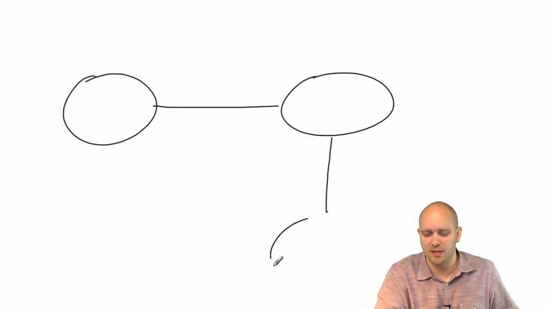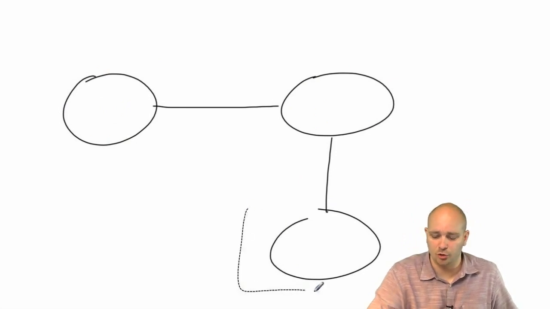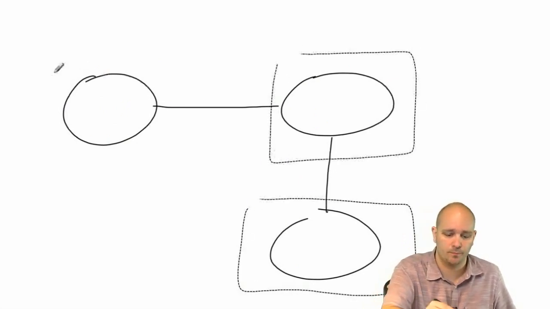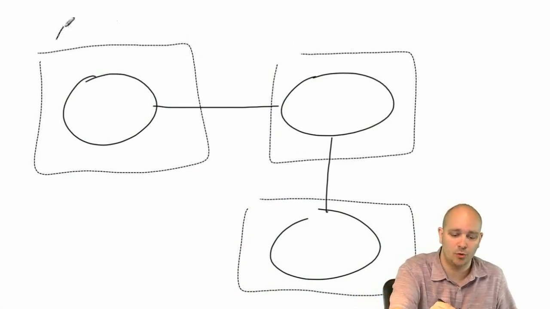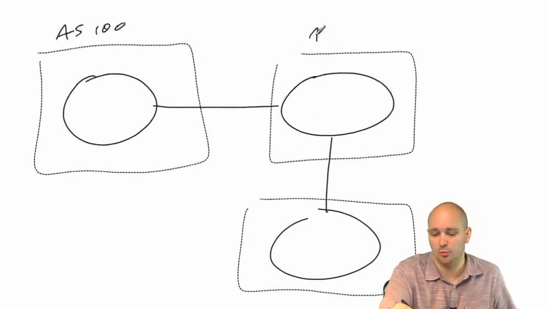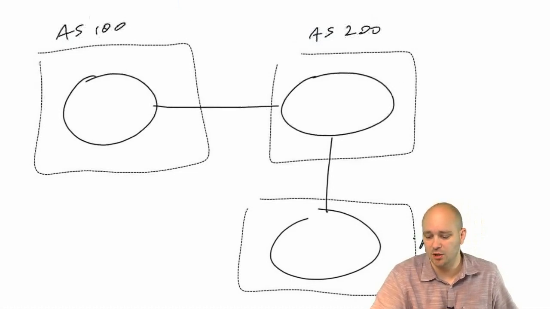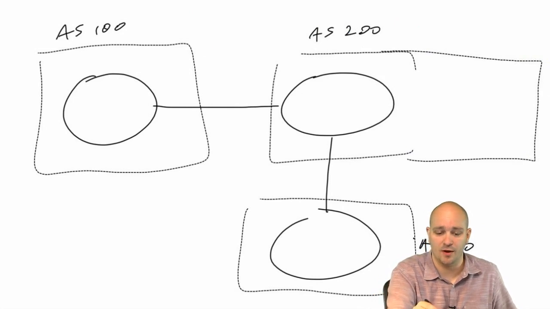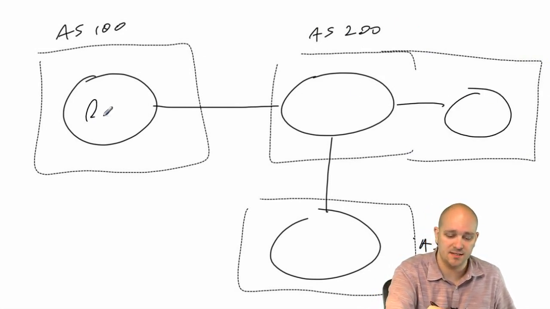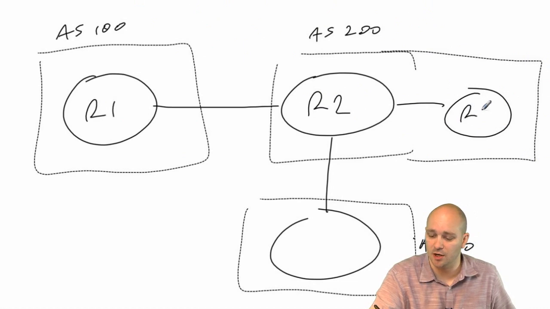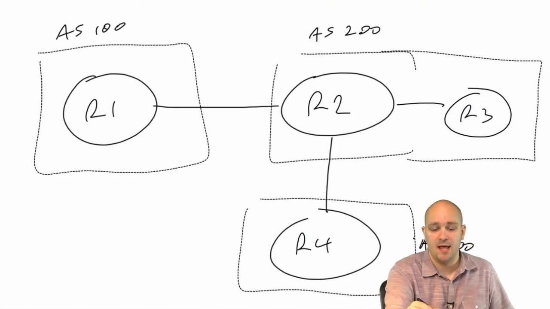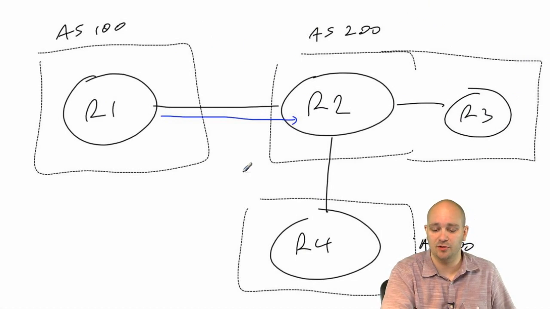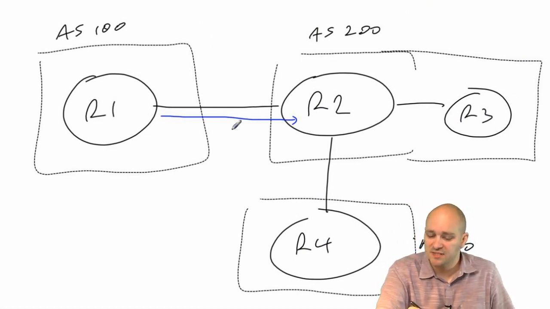BGP table, so let's say that we had here our three autonomous systems, like this. So let's say that this here was AS100, that this here was AS200, and that this here was AS300. And let me expand this AS a little bit. I'm just going to add maybe one more router in it. So let's say that this is R1, that this is R2, that this is R3, and this is R4. So let's say that R1 here is advertising to R2 some route.